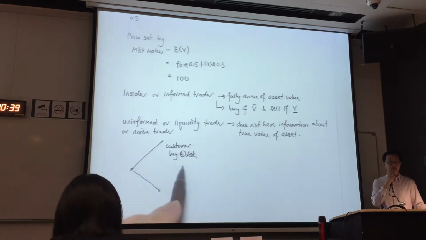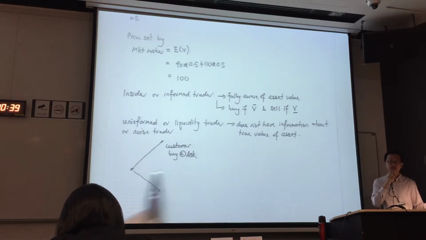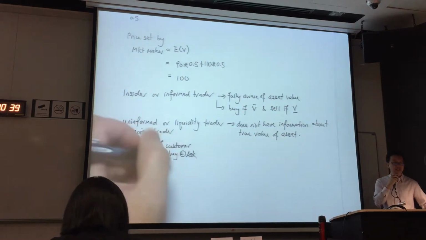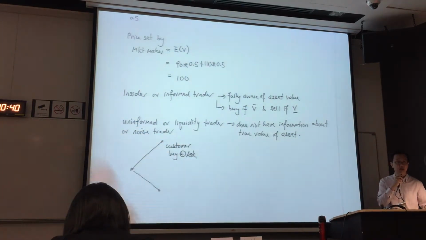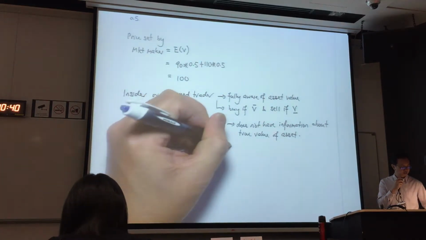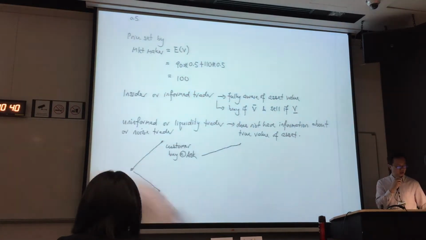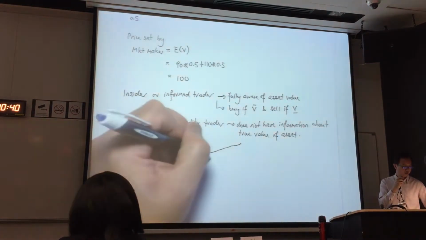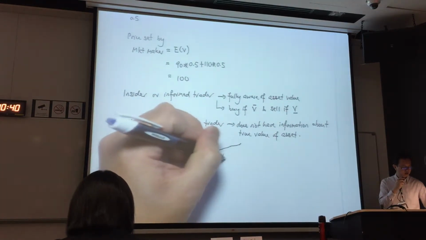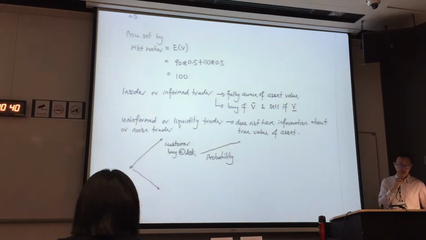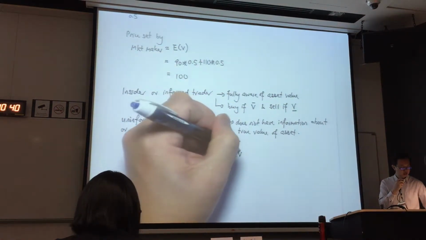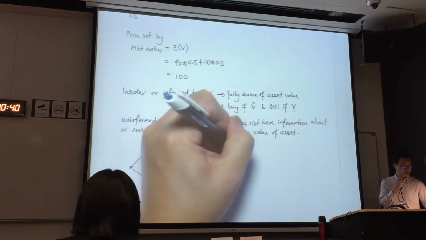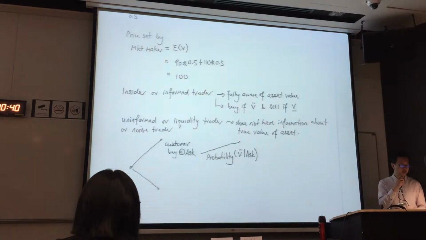So when a customer buys from us, it means the dealer sells to us. Once the market maker receives the customer order that the customer would like to buy, this will cause the market maker to revise the probability that the value is high. So he will work out what is the probability that the value is high, now that he has learned that the customer is buying from him at his ask price.